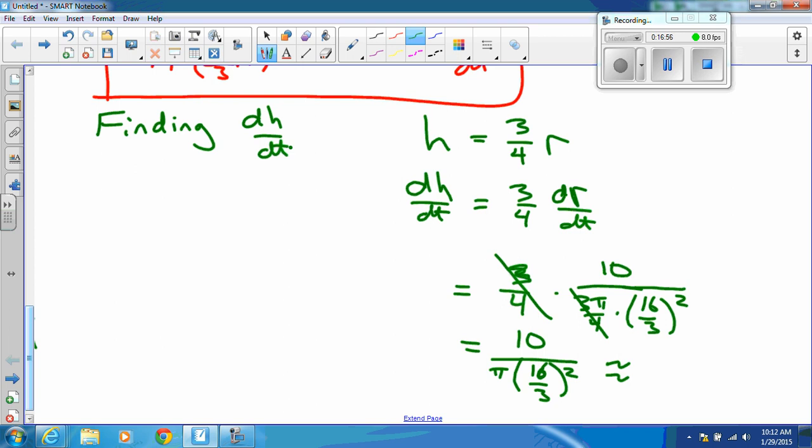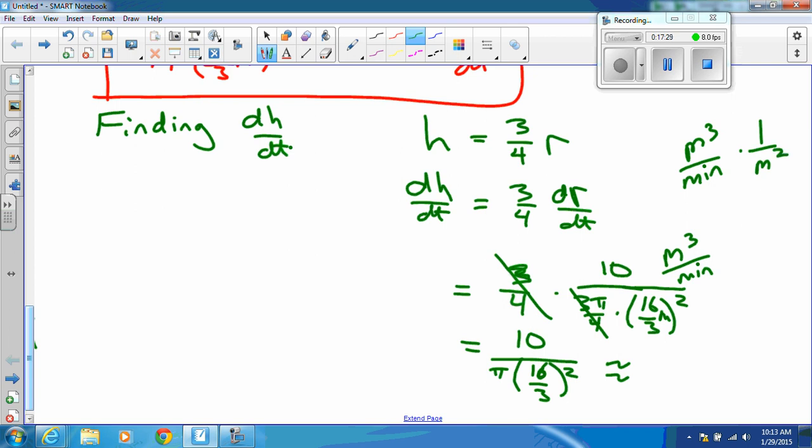When you plug in the dr/dt, I didn't really get rid of the units. They're still there. Meters cubed per minute, and this would be meters squared. What do the units turn out to be? Let's pay attention to just the units here. On the top, I've got meters cubed per minute divided by meters squared. What is that? It's meters per minute.